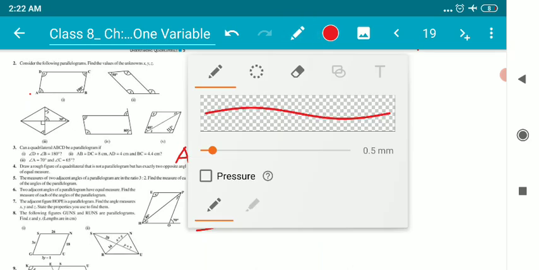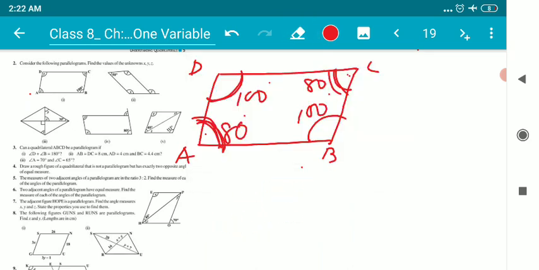That another rule is, children, always keep in mind that adjacent angles of a parallelogram, the sum is always 180 degree. The sum of adjacent angles of a parallelogram is 180 degree. I repeat, the sum of the adjacent angles of a parallelogram is always 180 degree. So children, look at angle D, it is 100 degree, and angle D and angle A are adjacent.